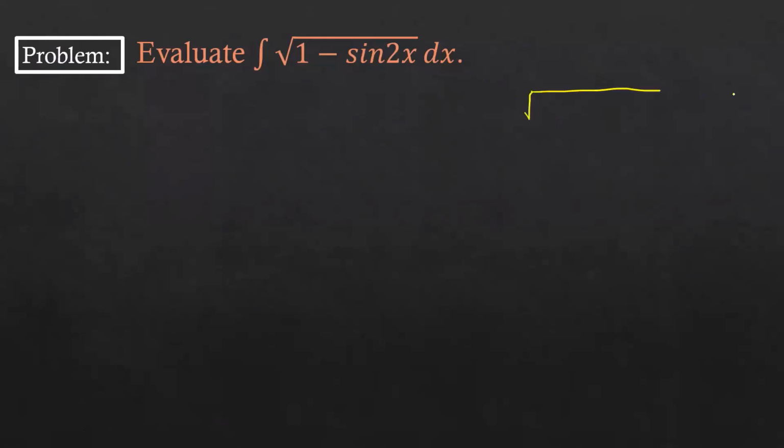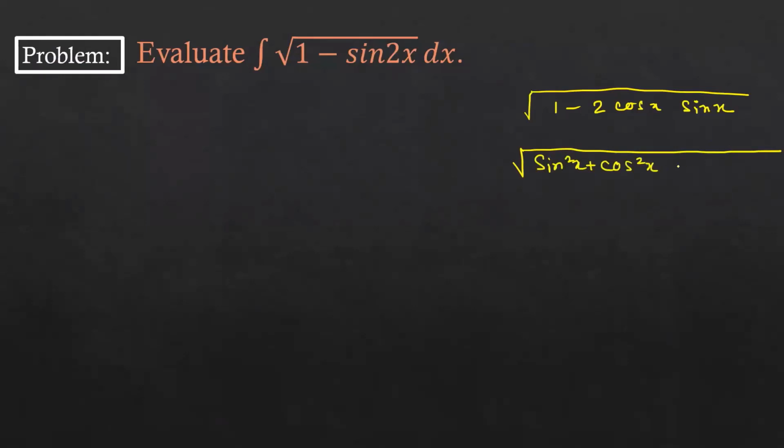So the root over 1 minus 2 cos x and sin x. What can you do? Change the 1 to sin square x plus cos square x. So we have the root over sin square x plus cos square x minus 2 sin x cos x.